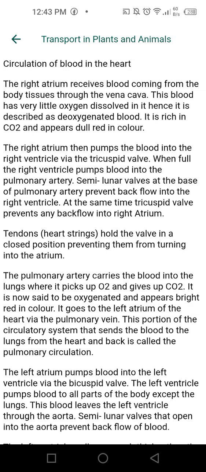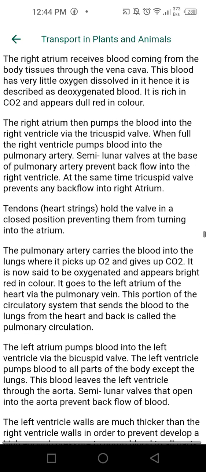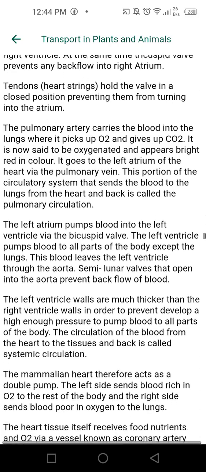The pulmonary artery carries the blood into the lungs where it picks up O2 and gives up CO2. It is now said to be oxygenated and appears bright red in color. It goes to the left atrium of the heart via the pulmonary vein. This portion of the circulatory system that sends the blood to the lungs from the heart and back is called the pulmonary circulation. The left atrium pumps blood into the left ventricle via the bicuspid valve.